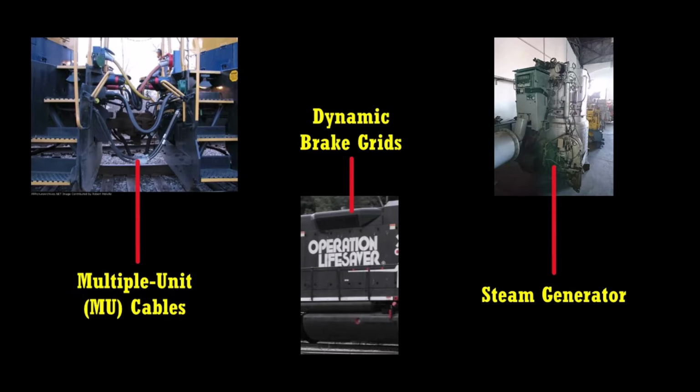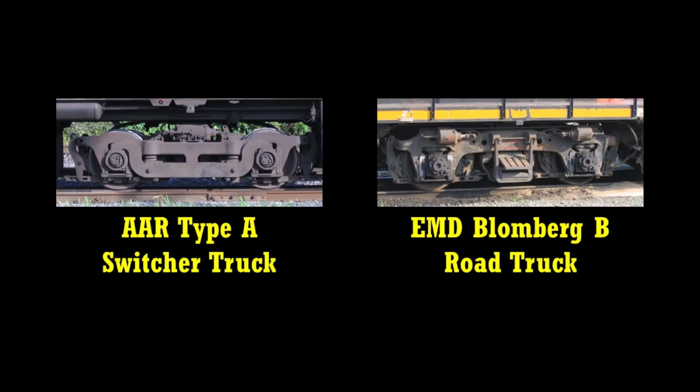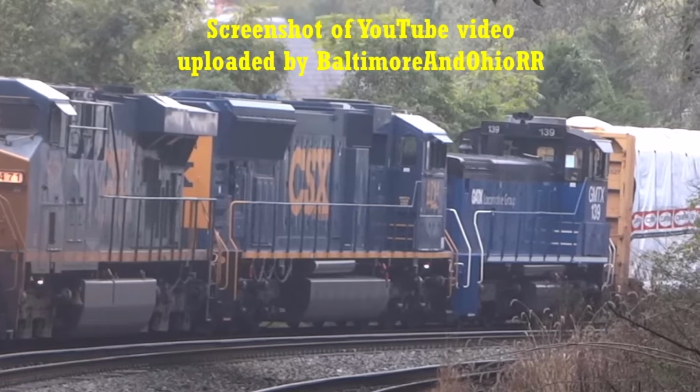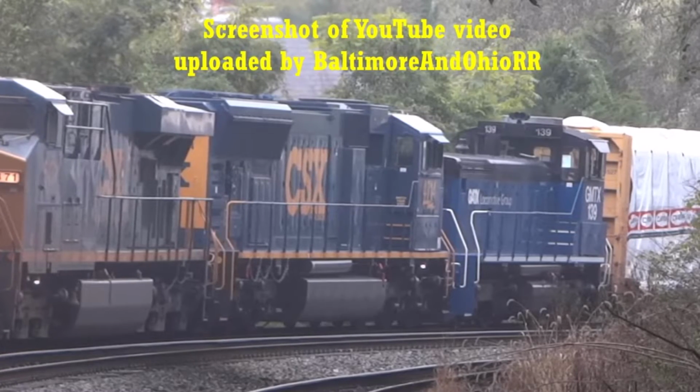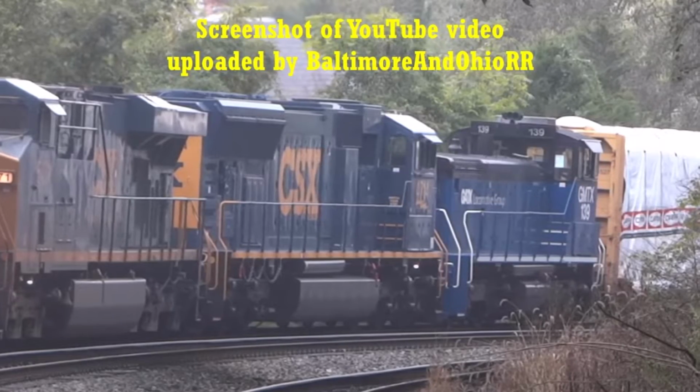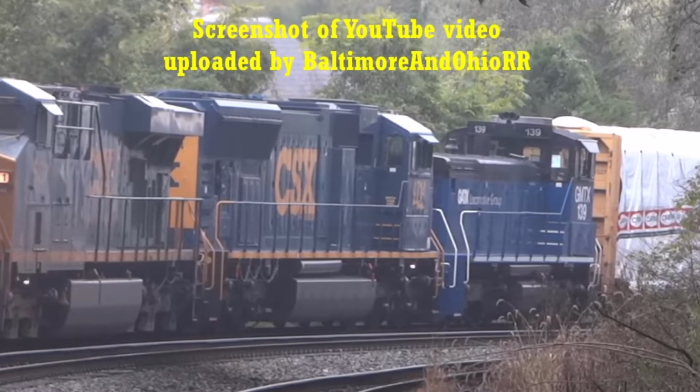Most diesel shunters lack several details that are present on road locomotives. Examples include multiple unit connectors, dynamic brakes, and steam heaters. They also ride on switcher trucks instead of road trucks, as speed is not a priority for them. However, switchers have been occasionally seen trailing behind a road locomotive consist in some freight trains, but they are usually dead in tow and not providing power.